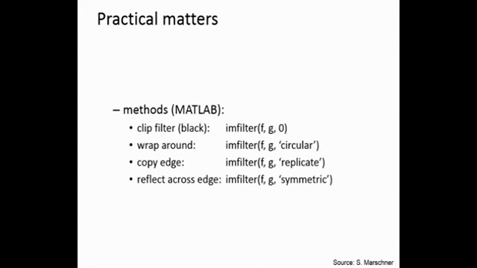So if you're in MATLAB, you can do this just with imfilter. This one, imfilter(f, g, 0), where f is the image, g is the filter, usually. 0 just means you pad with zeros. You could put another number to pad with another number. This does the wraparound. This does copying the edge, replicate, and symmetric reflects across the edge.